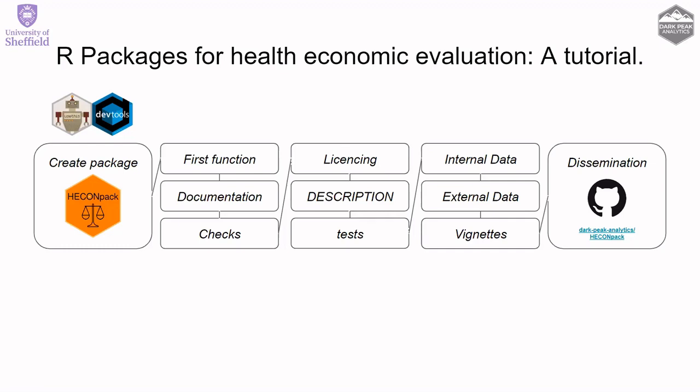So in that paper, we go through creating what we call Hecon pack, which contains a single function, calc-ISA. We show how to document it, how to run checks on it, talk about licensing, and at each stage of this, we link through to other resources for finding out more about how to do this. We show how to create the description file of your package, how to run tests on that function, what to do with internal and external data, and how to write your vignette. And the example for this is made open source at Hecon pack, our package.